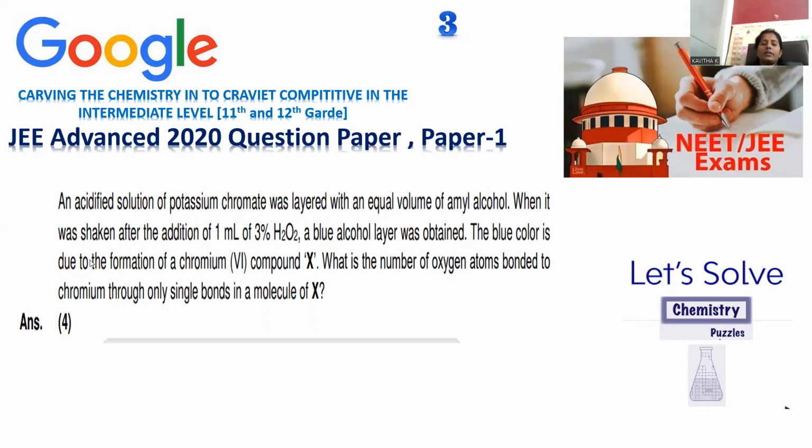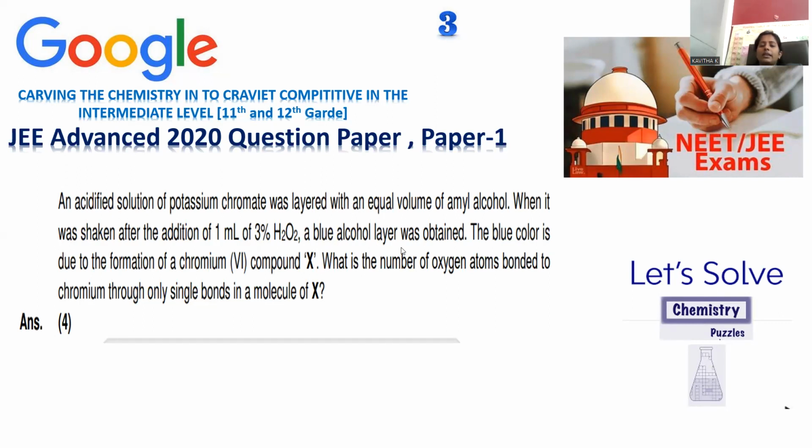The blue color is due to the formation of chromium 6 compound X. We have to identify this. What is the number of oxygen atoms bonded to the chromium through only single bonds in the molecule of X? Potassium chromate was taken and amyl alcohol added. Then another oxidizing agent, H2O2, will be added.